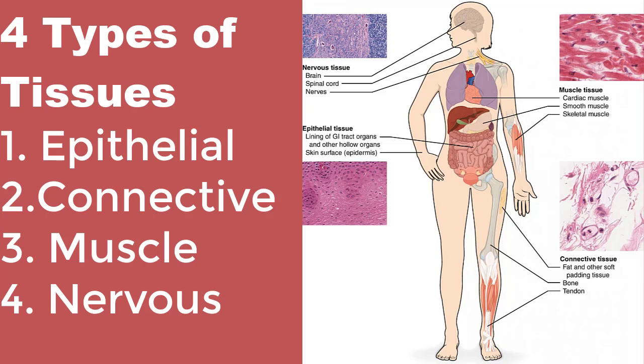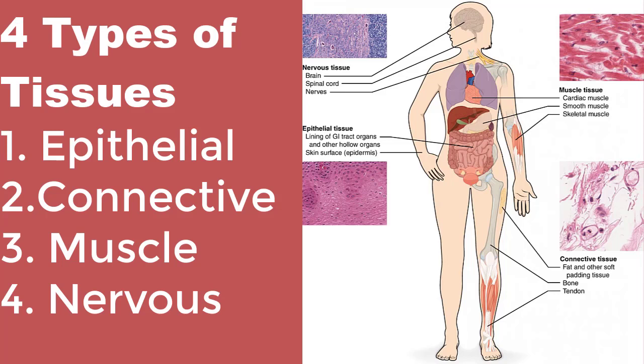The third type of tissue is the muscle tissue. Muscle tissue is excitable, responding to stimulation and contracting to provide movement, and occurs as three major types. The first one is skeletal, or what we call the voluntary muscle. The second one is the smooth muscle, and the third one is the cardiac muscle in the heart.